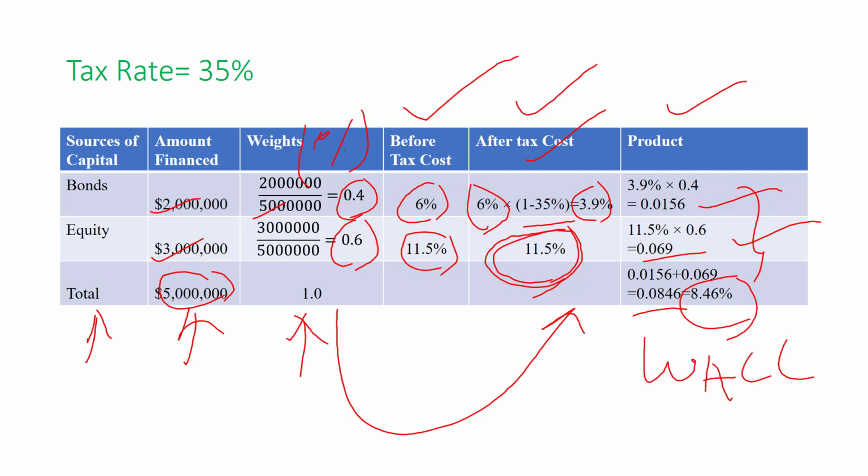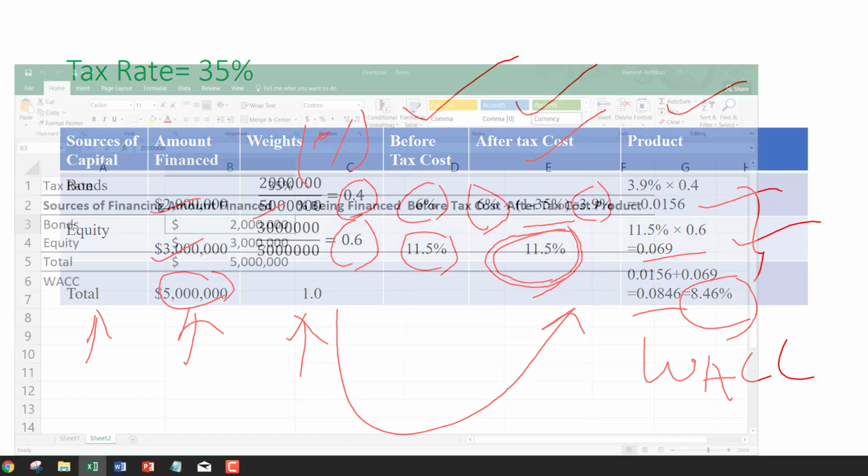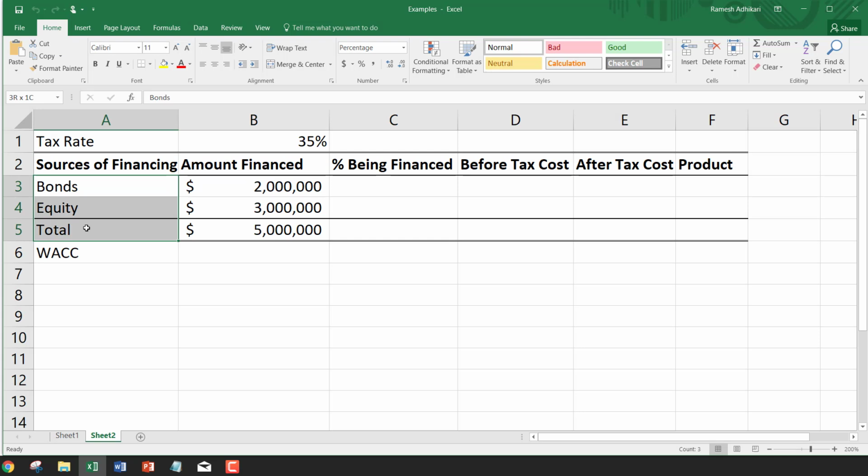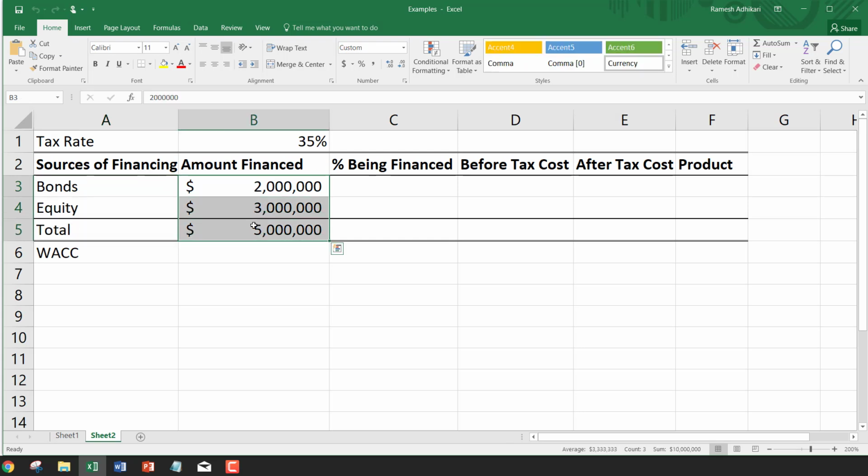Think about how I have arranged this information and try to follow that, and that makes this concept easy. And I have also done it in Excel, and let me show how I have done it. So I have all this information here, the tax rate and sources of capital and amount being financed, and I'm going to compute some of the information right here.